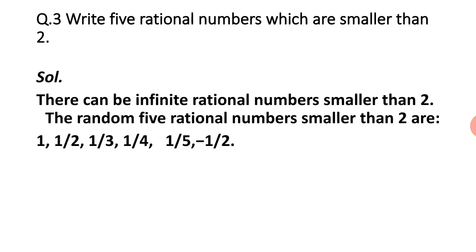Now, question number 3. Write 5 rational numbers which are smaller than 2. Now, there are infinite numbers which are actually lesser than 2 and they will be all rational numbers because you are able to put it on the number line. And you know it also. So any random number which is less than 2, you can go on writing.